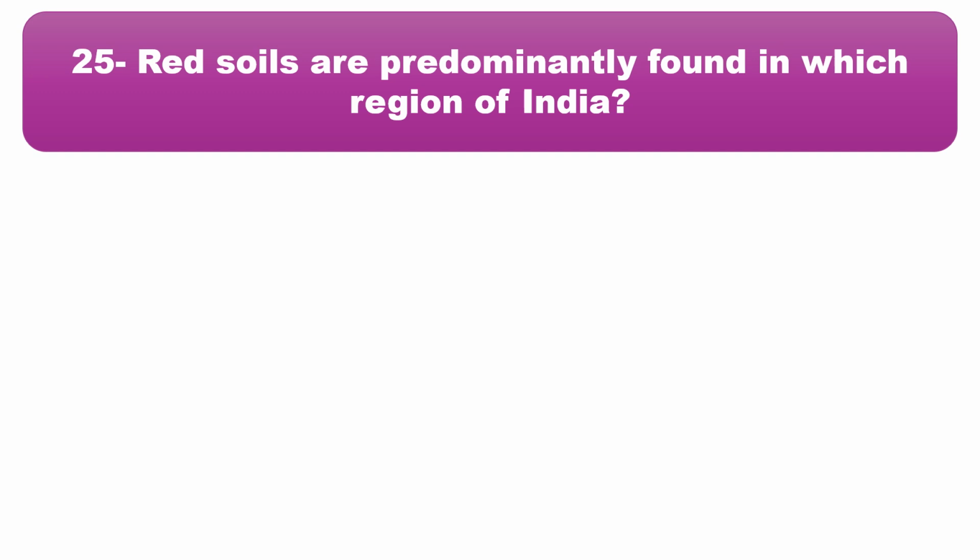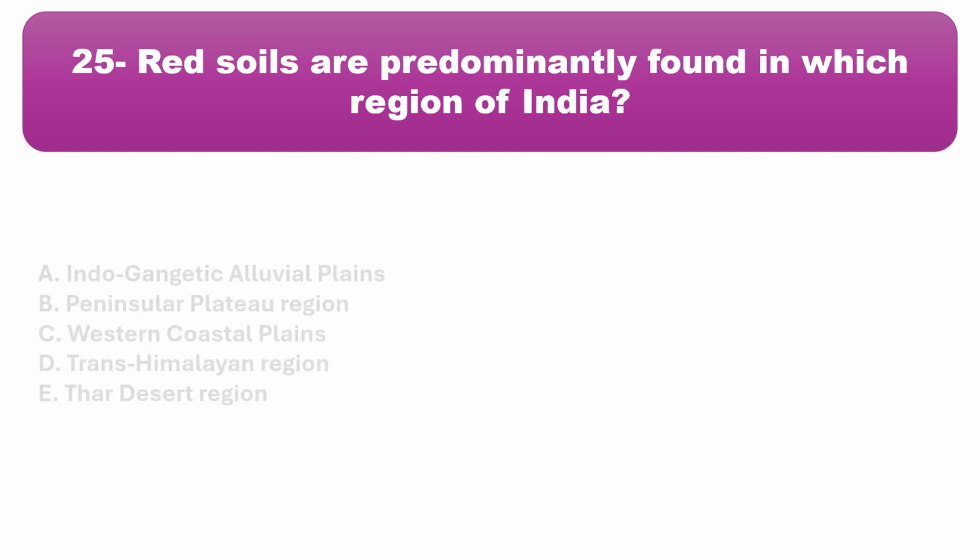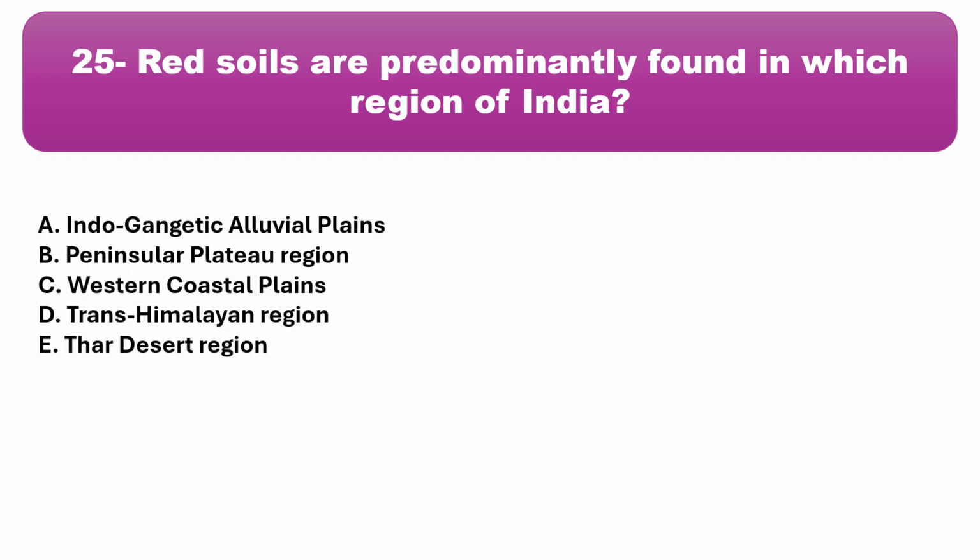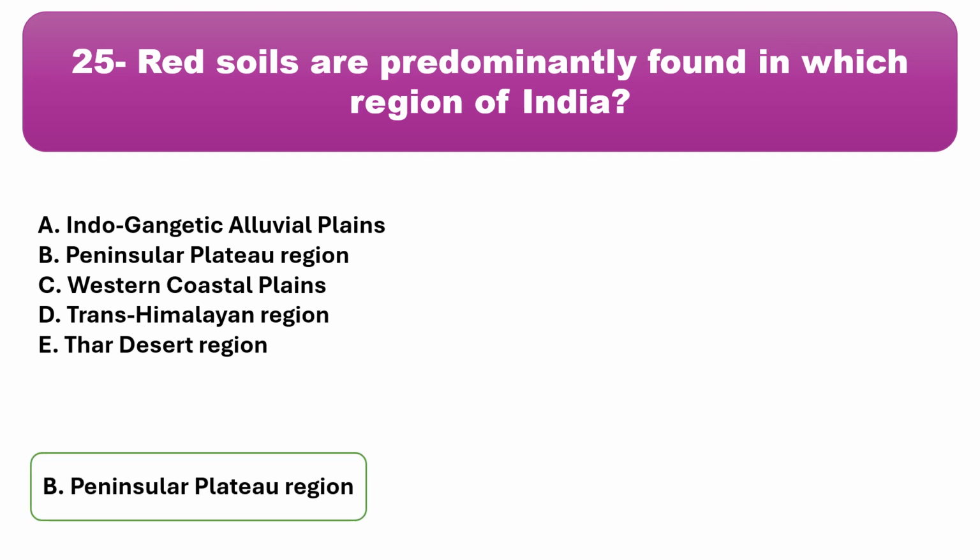Red soils are predominantly found in which region of India? The options are Indo-Gangetic alluvial plains, option B, peninsular plateau region, western coastal plains, option D, trans-Himalayan region, and option E, Thar desert region. The correct answer here is peninsular plateau region. The states such as Tamil Nadu, Andhra Pradesh, Karnataka have predominantly red soils, and most importantly, Tamil Nadu is dominated by red soils.